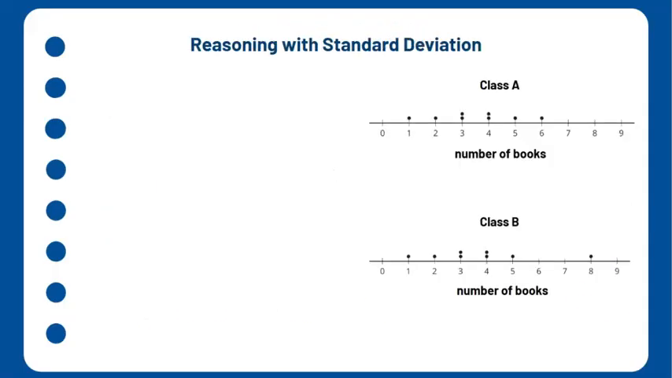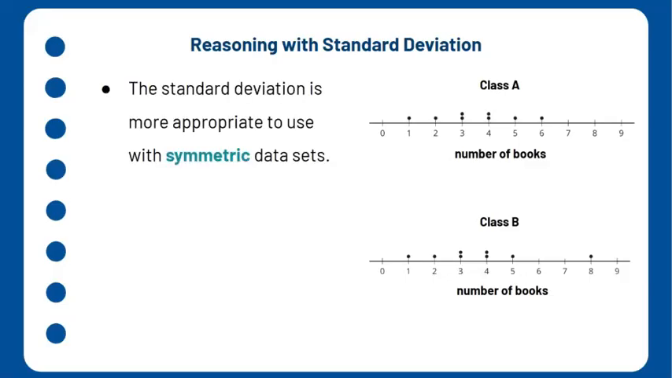The number of books read during the summer by two different classes are recorded in the dot plot shown. Class A is an example of a symmetric distribution, while Class B is an example of a skewed distribution. As we discussed when reviewing the definition of standard deviation, the standard deviation is calculated by using the mean. Based on this, do you think it is more appropriate to use with symmetric or skewed datasets? The standard deviation is more appropriate to use with symmetric datasets. In a symmetric dataset, the data is evenly distributed around the mean.